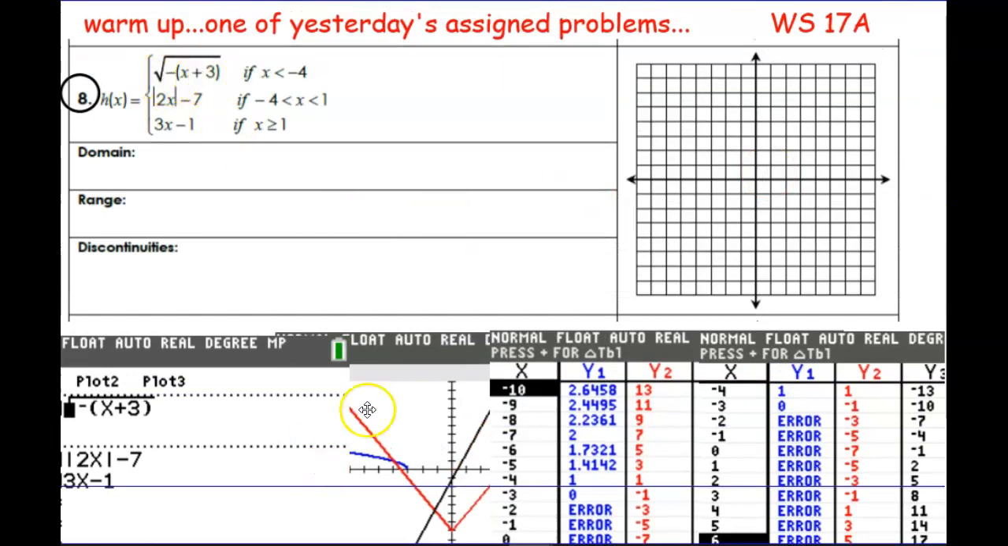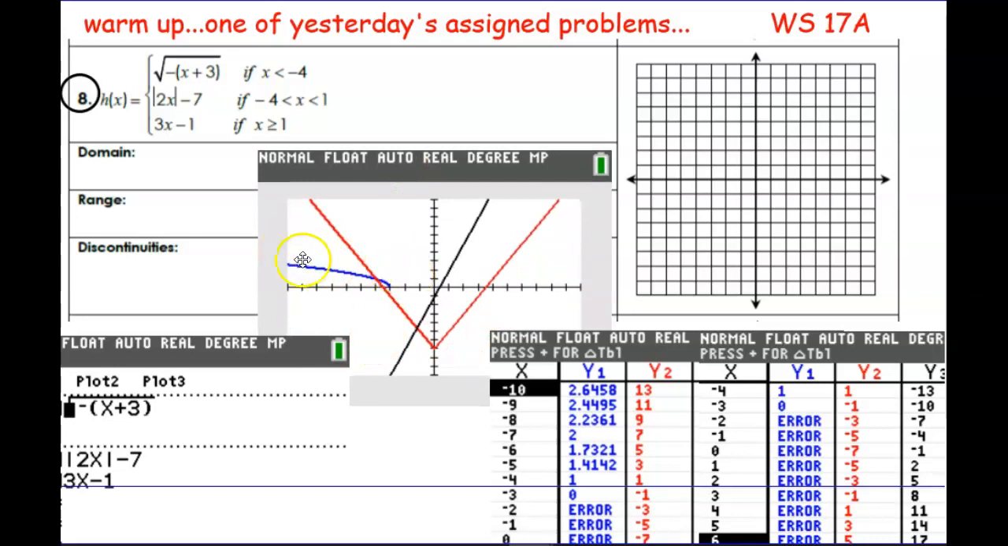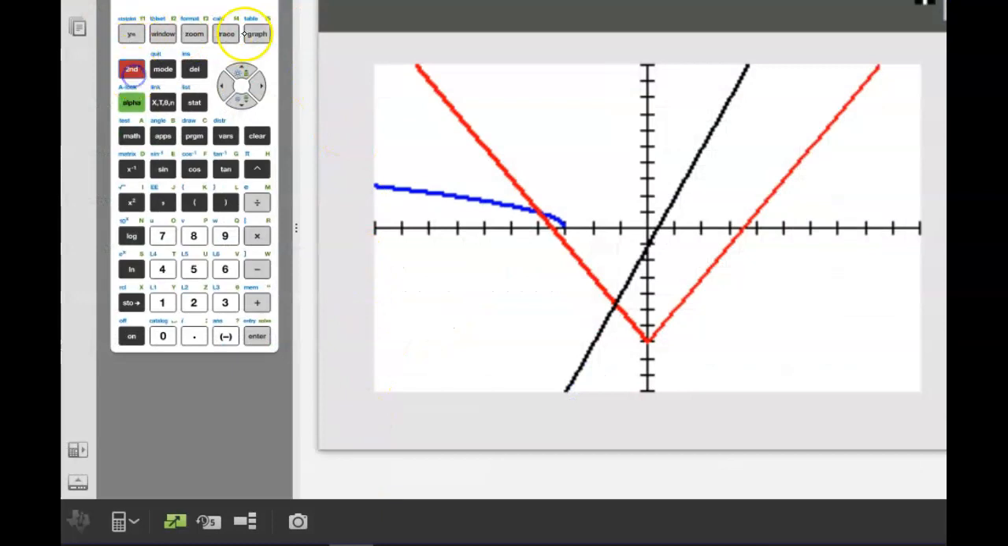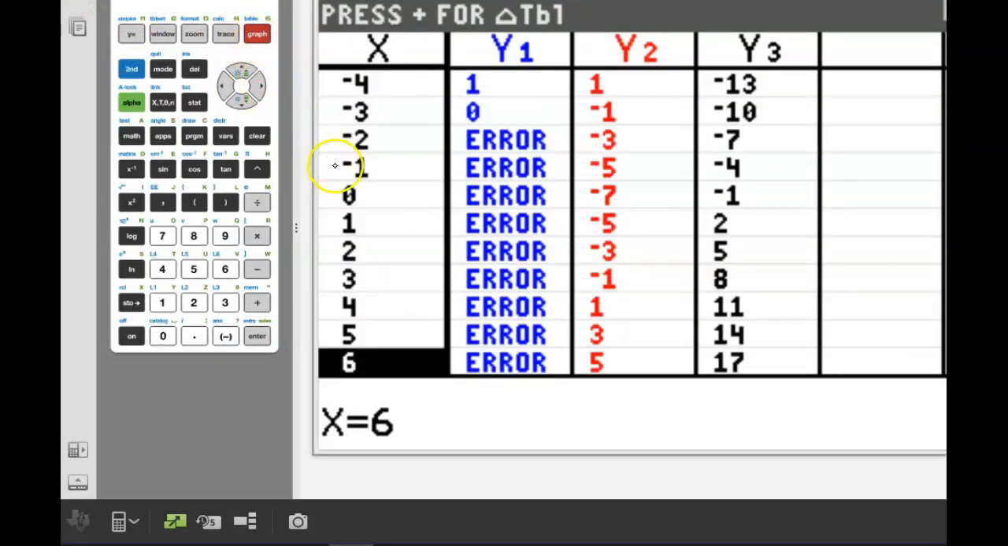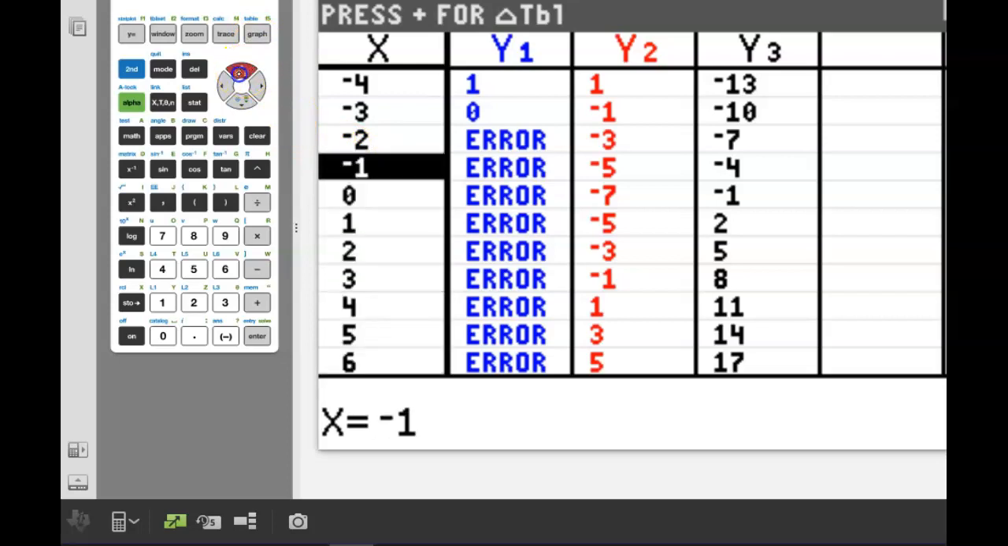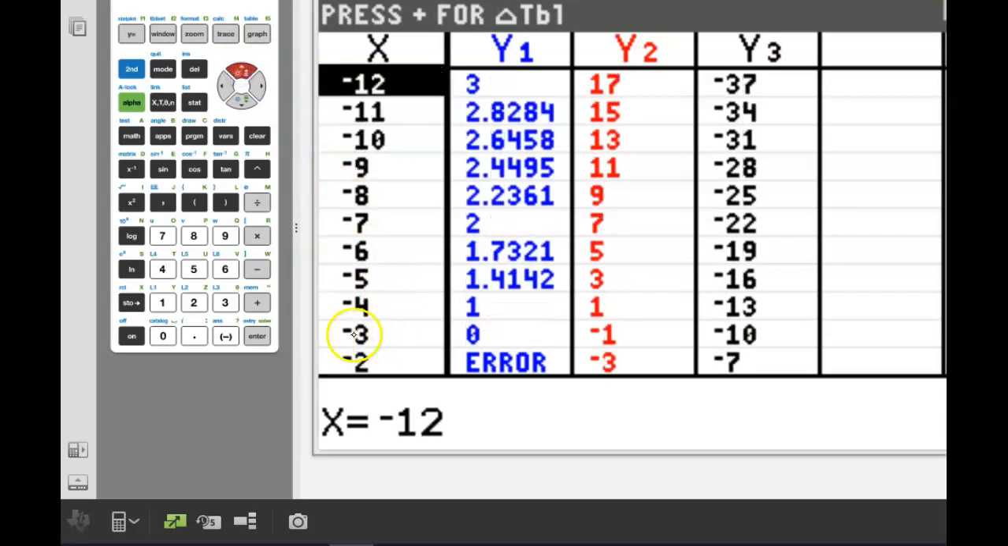So the square root graph is this blue guy, and we need everything going where? What does this mean? X is less than -4. Anybody know? From -4 going to the left, right? Okay. So if we go to the table, so if you go to your calculator and you do second graph, we want beyond -4. So we actually want -4 to start. So we want -4, 1.